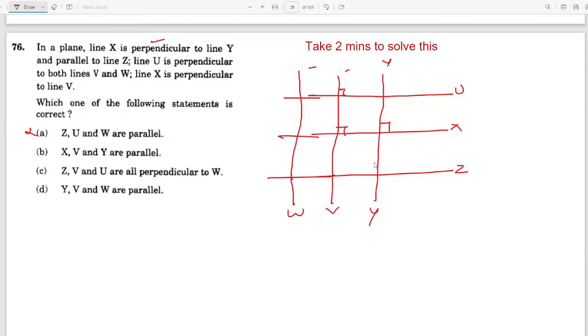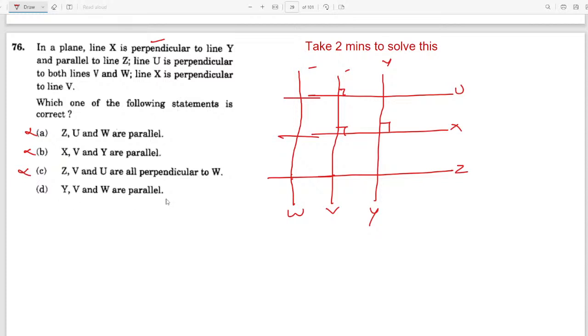X, v, y are parallel again. V, y are parallel, but x is perpendicular to both the lines. So this is wrong. And then third is Z, V, U are perpendicular to W. No, only Z and U are perpendicular to W, not all the three. So this is also wrong.